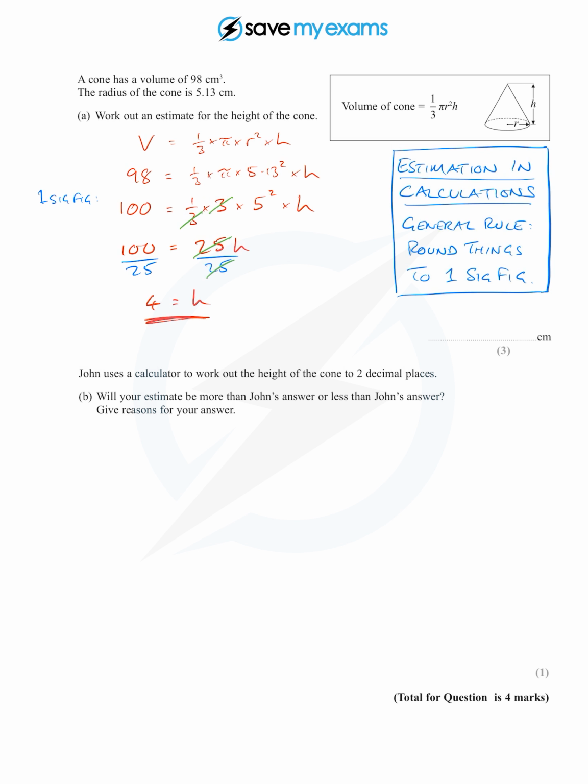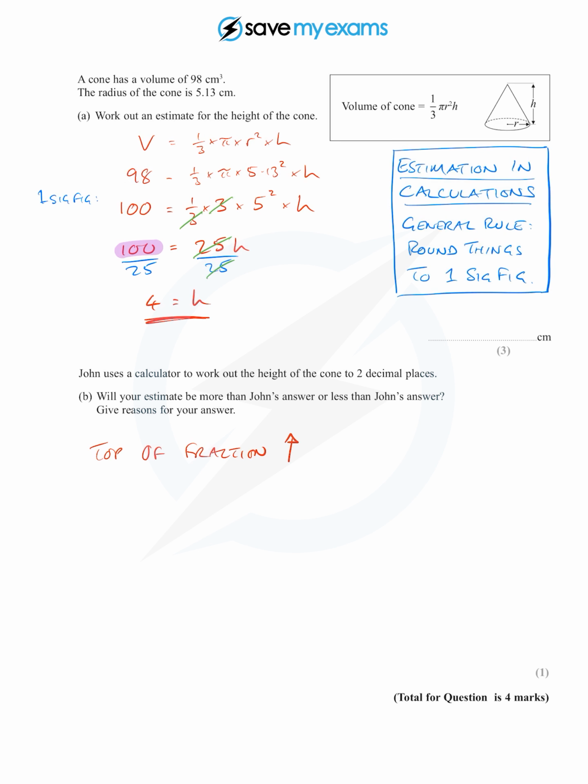Well, now John, clever chap that he is, uses a calculator to work out the height of the cone to 2 decimal places. Will our estimate be more than John's answer or less than John's answer? Well, let's see what we've done. On the top of our fraction, we've used 100 instead of 98. So the top of our fraction is bigger. So top of fraction, okay, it has gone up, as it were.